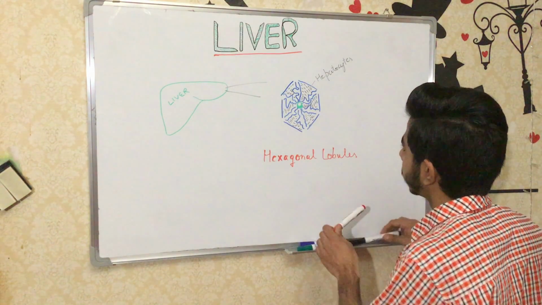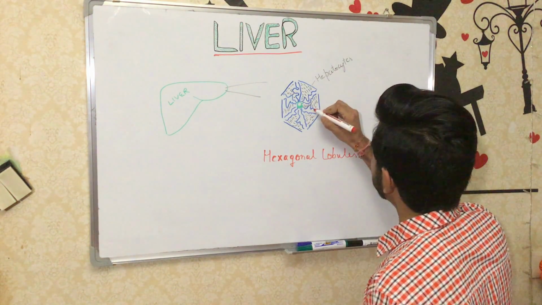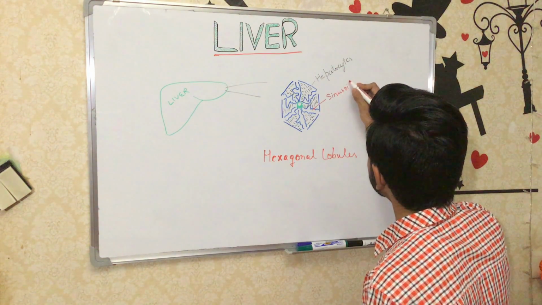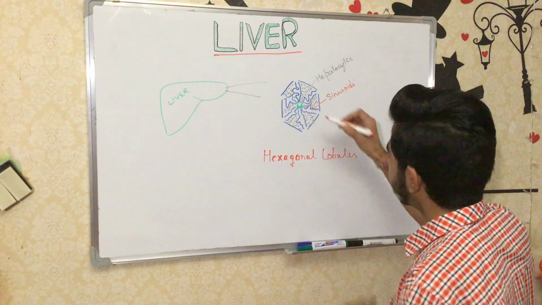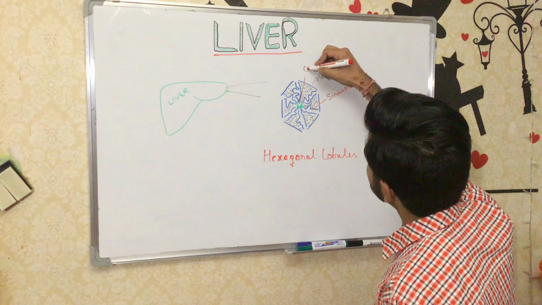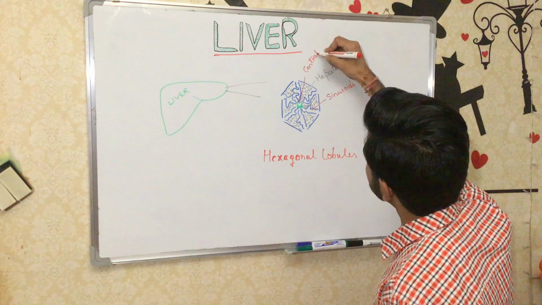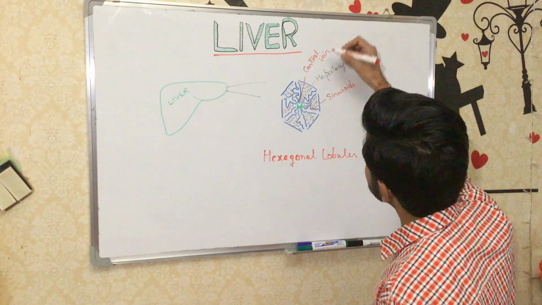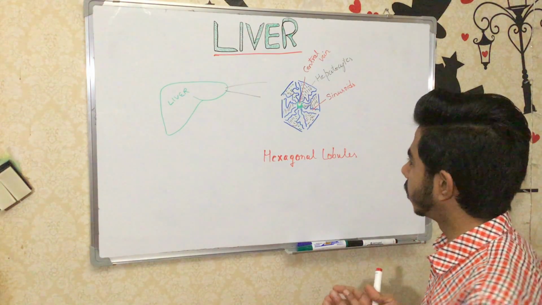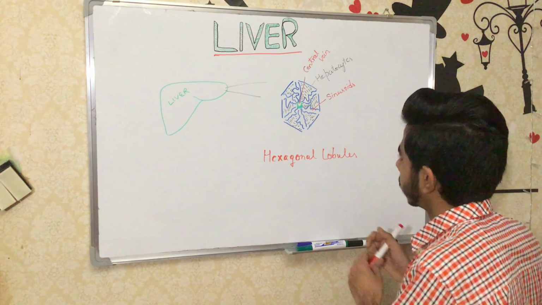And these were the sinusoids over here. And this is the central vein. This was the central vein. Now let me talk about the portal triads actually. What are these portal triads?